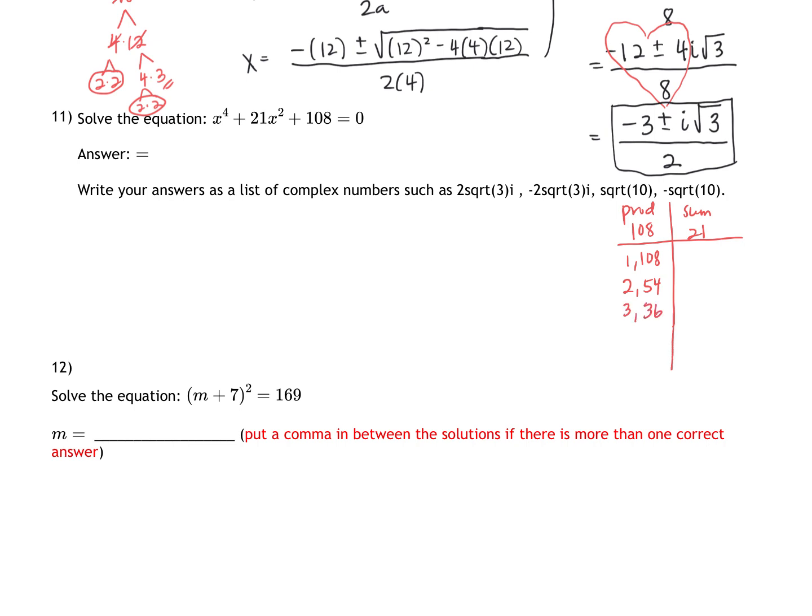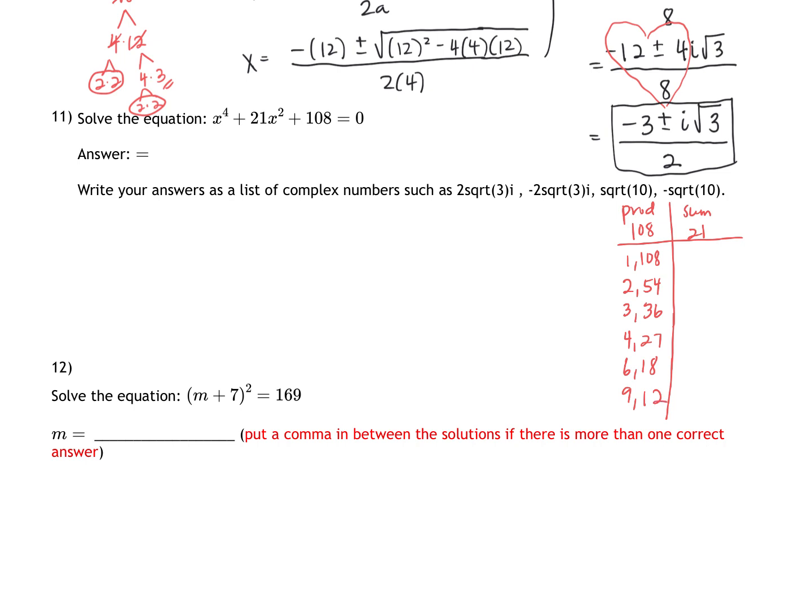108 divided by 4 is 27. It's not divisible by 5, but it is divisible by 6. So 6 and 18. I'm not sure if it's divisible by 7. I'll check it. Nope. Let's see if it's divisible by 8. No. See if it's divisible by 9. It is. 9 and 12. And I put 21. I meant 12. And I think that's it.